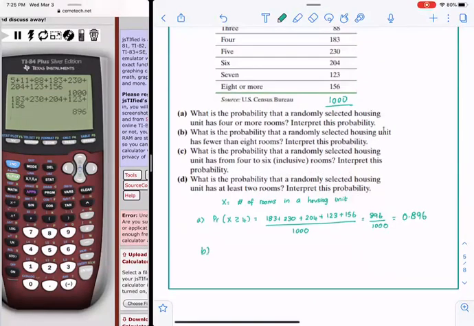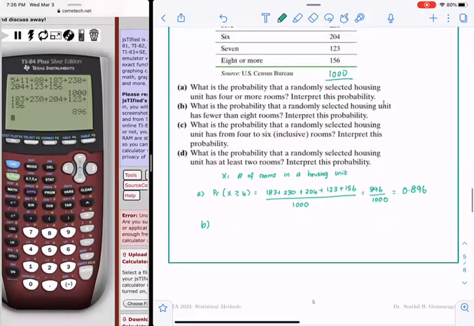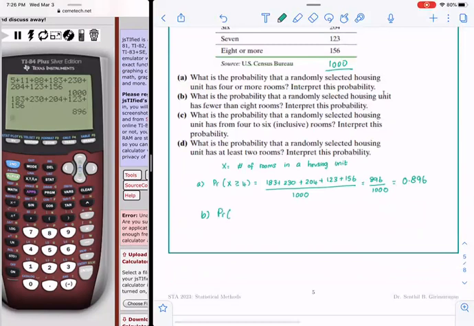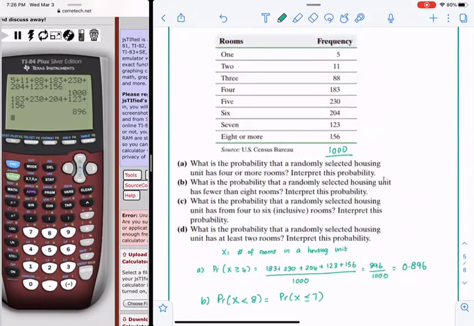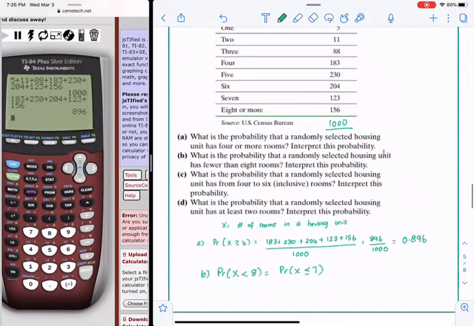Part B, we want to find the probability that a randomly selected housing unit has fewer than 8 rooms. So fewer means strictly less than, so X is less than 8. That is the same as saying X is less than or equal to 7. Now, one may say, well, I will just go ahead and add all the values, for 1 room, 2 rooms, 3 rooms, all the way up to 7 and get the answer.